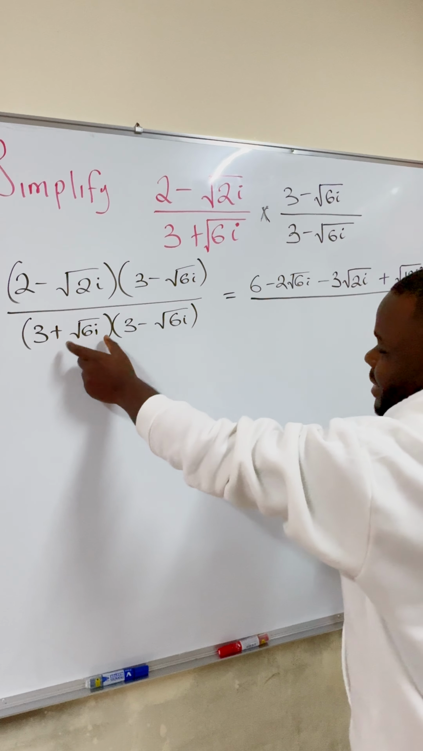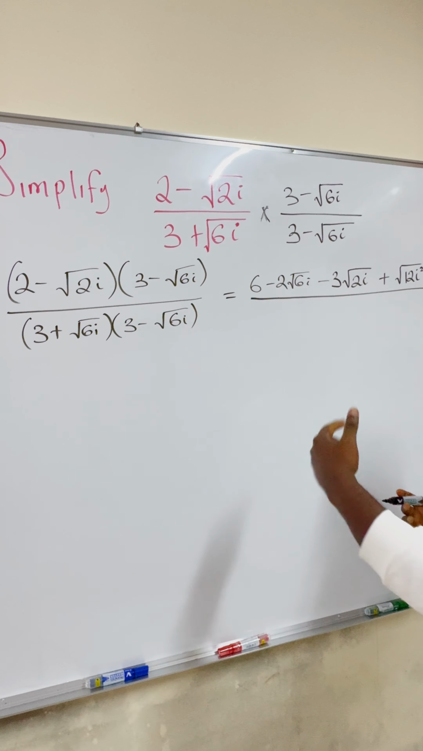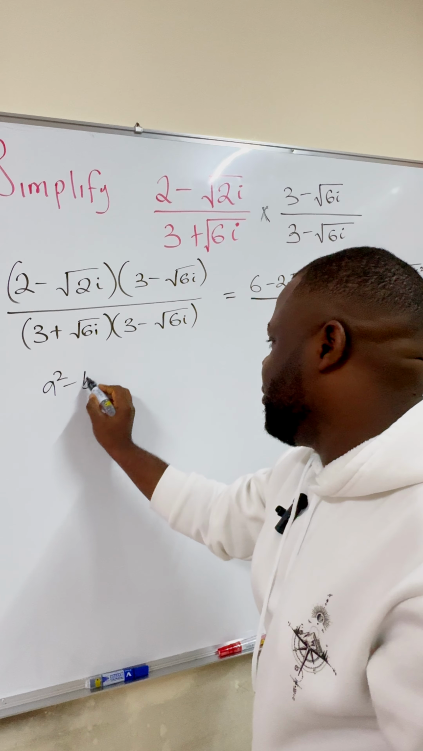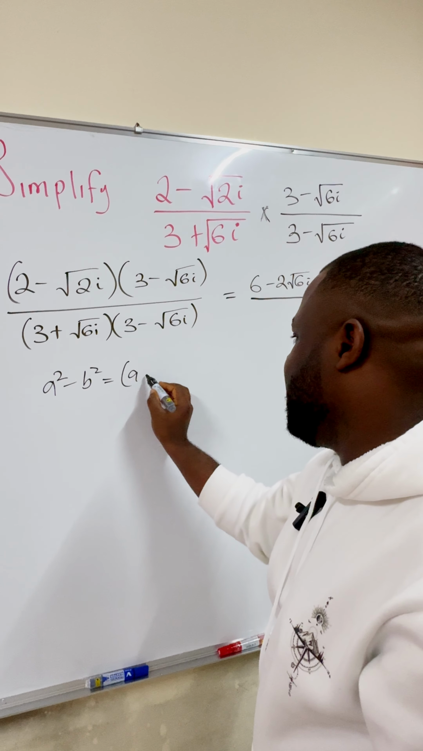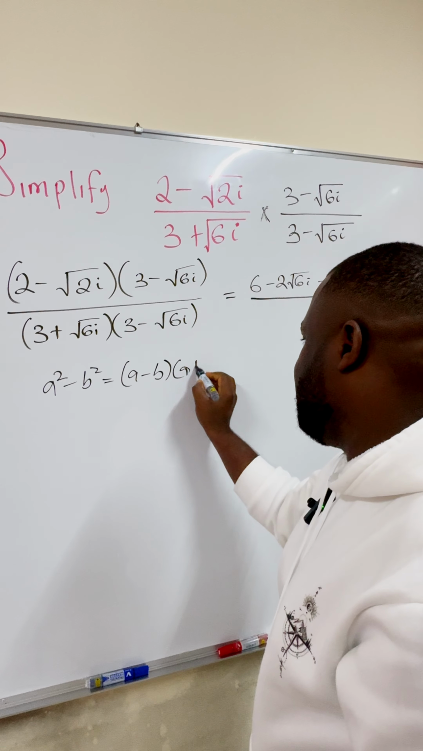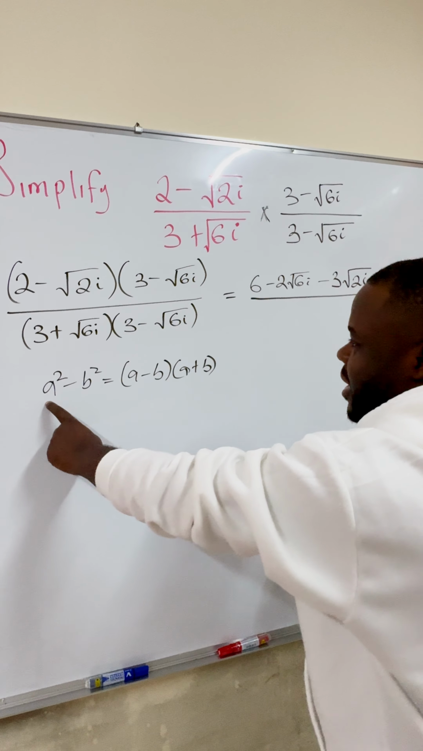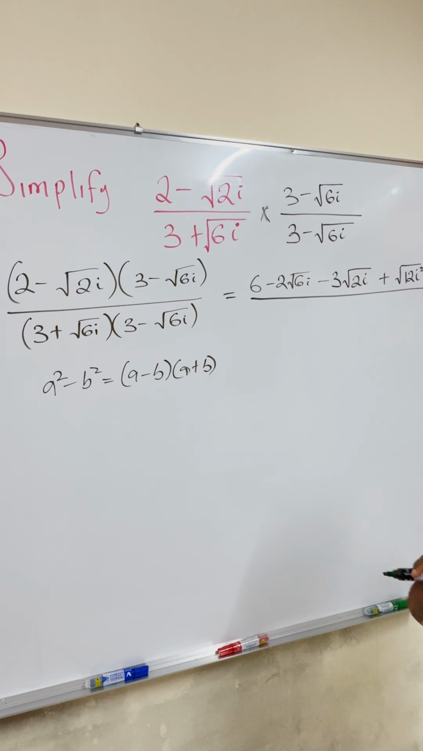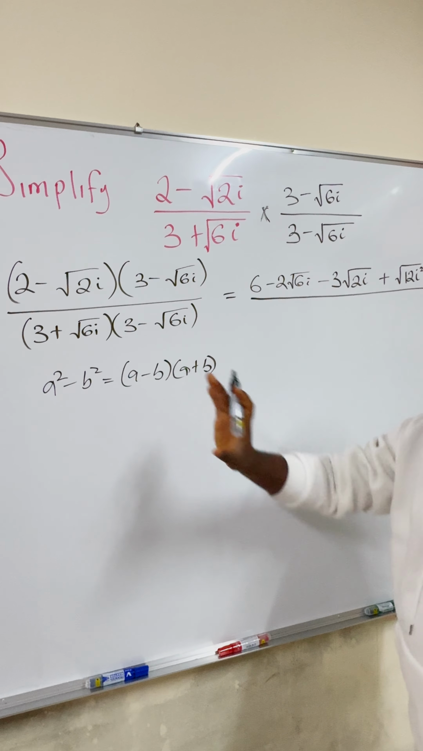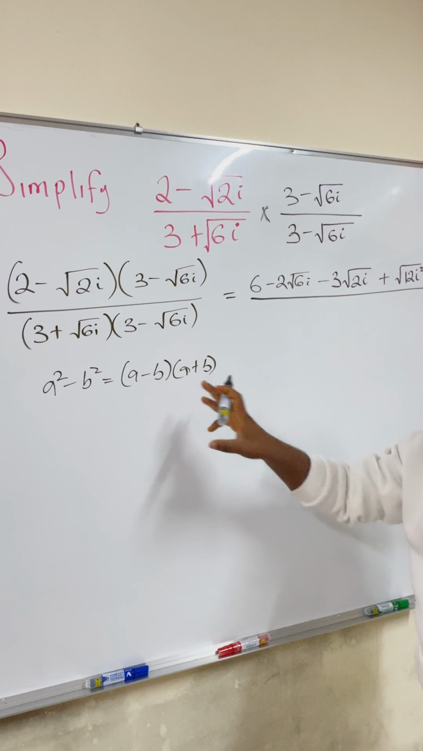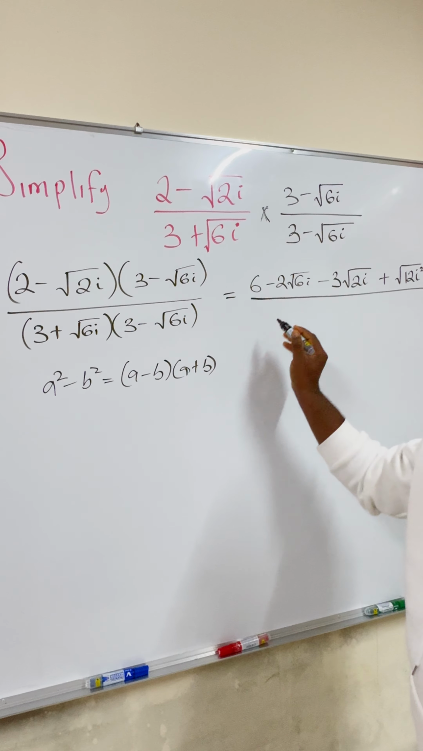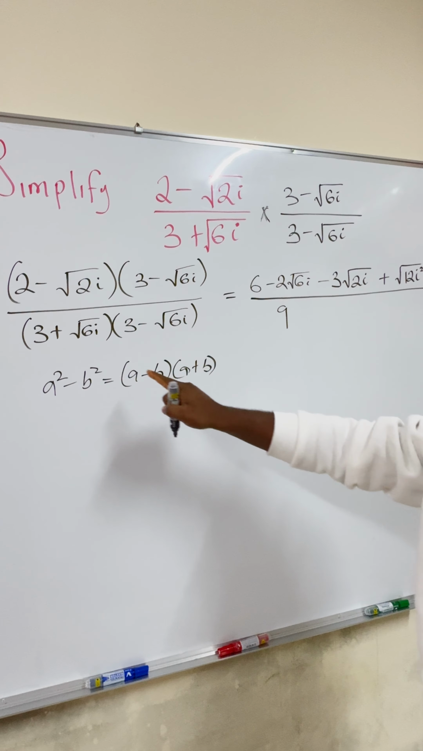Then, of course, we can also expand this, okay? But this looks like a difference of two squares. If you understand what is the difference of two squares, you have a squared minus b squared, and this is going to give you a minus b and a plus b. So here you can see 3 is a and b is square root of 6i. We can leave this here, but if you understand it, you can solve it from here. However, let's expand this. So 3 multiplied by 3 is going to give you 9.